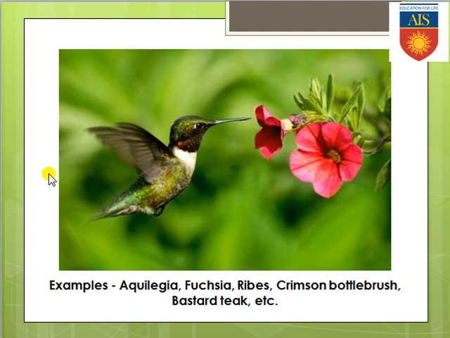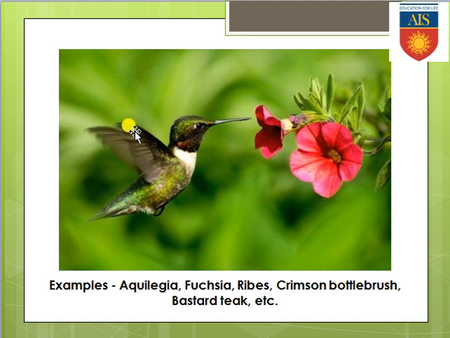Here you can see examples of flowers which are pollinated by the help of birds: Aquilegia, Fuchsia, Ribes, Crimson Bottlebrush, Bastard Teak. These are the plants which are commonly pollinated by the help of birds. Okay, so here in this figure you can see the example of the hummingbird. This is the bird which also helps in the pollination process. So this is overall the types of flowers based on the different pollinating agents, and obviously the biotic pollinating agents. Based on that we have differentiated the flowers.